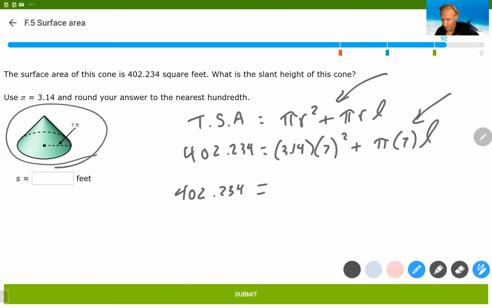49 times 3.14 is 153.86, and 7 times 3.14 is 21.98. Earlier, when I was doing the problems on this, I wouldn't use a calculator, and it was just way too long. I'm going to go ahead and subtract 153.86 from both sides. So I've got 402.234. I'm doing the solving step. I'm subtracting 153.86 from both sides. And then I'm going to divide by the 21.98. I'm just going to go ahead and say what my steps are.